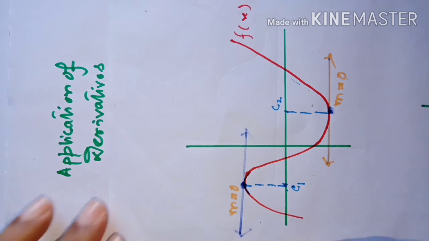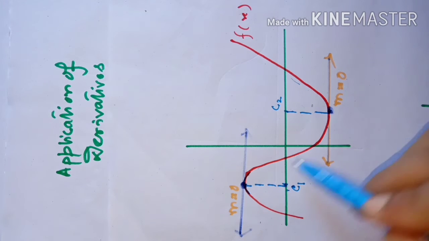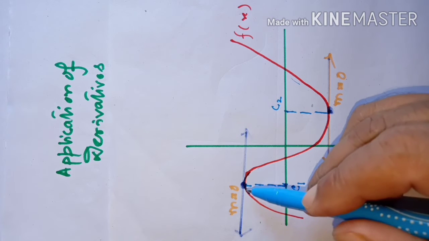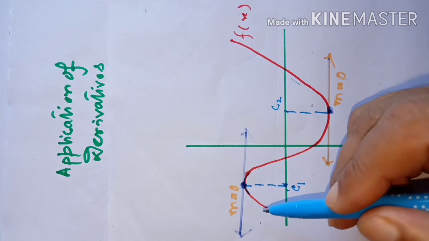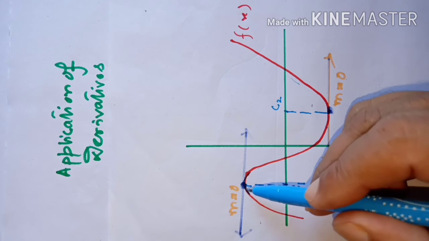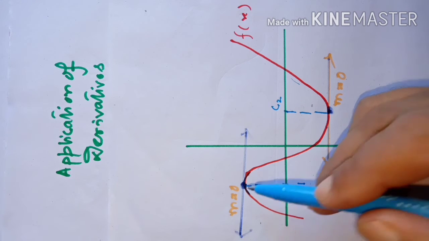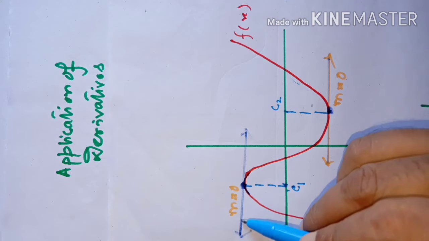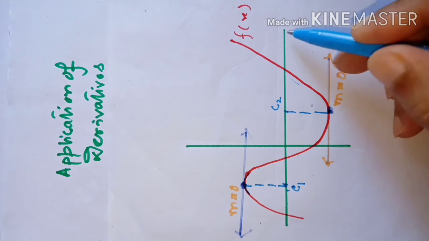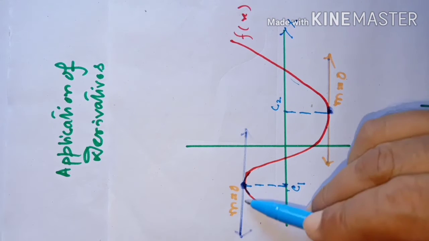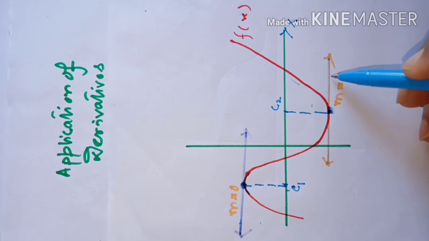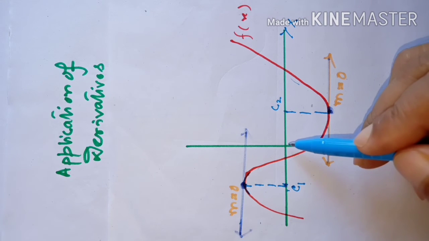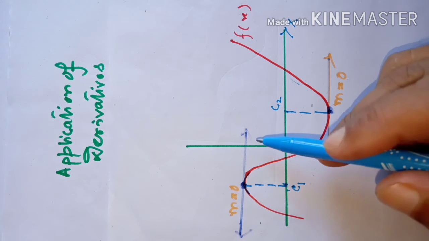Now at these turning points, if we find the slope of the function, that means the derivative of the function at these points, the derivative will be 0, because the tangent that you draw will be parallel to the x-axis. The tangent makes no angle with the x-axis, that means it makes 0 angle. If it makes 0 degrees, that means the slope will be 0.